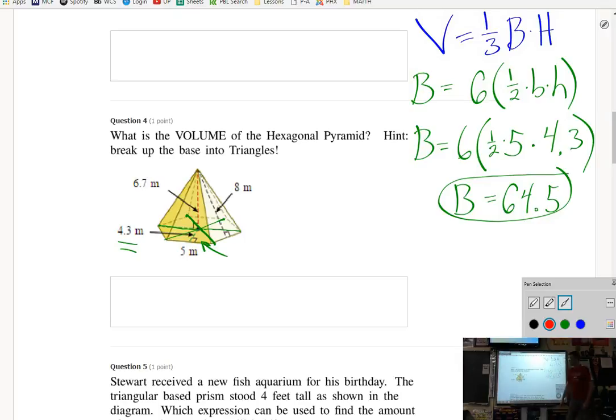Alright, so we found our big B. Good. I don't care about the hexagon any longer.